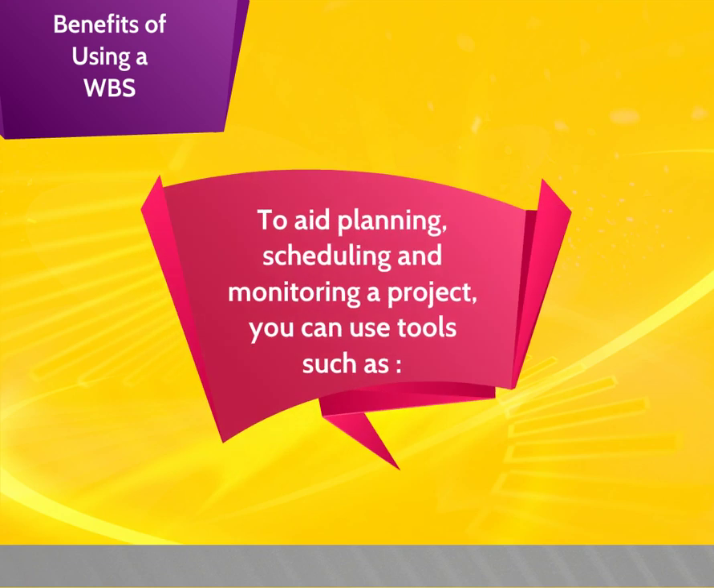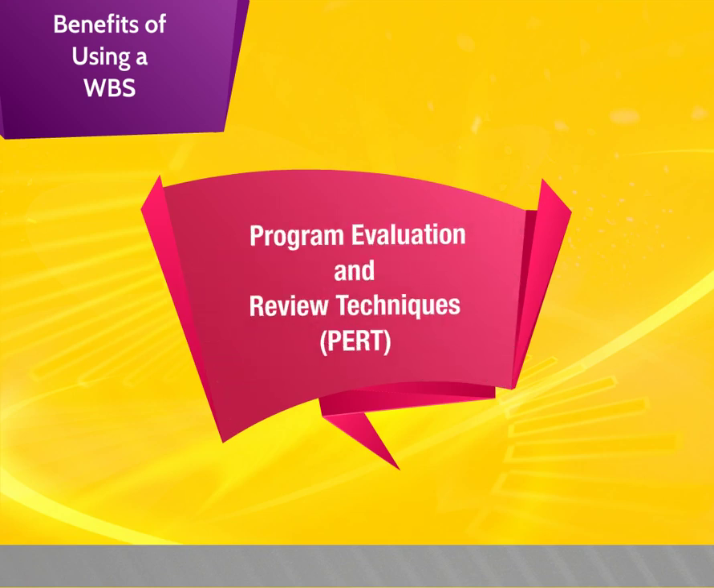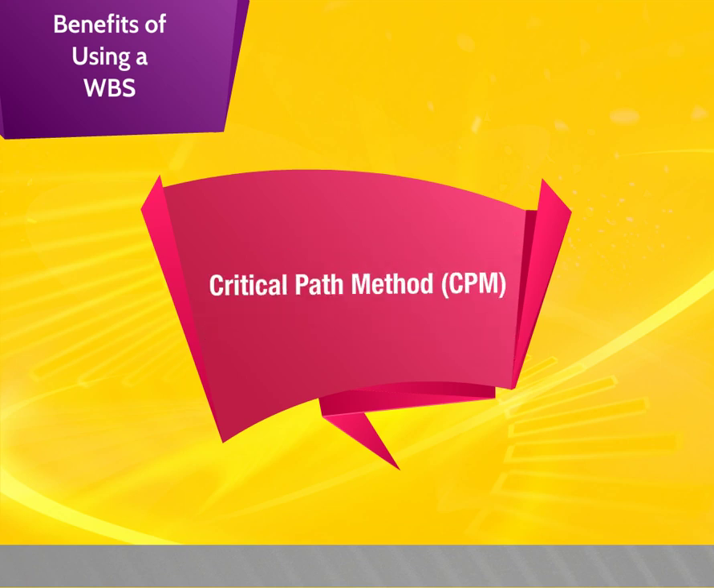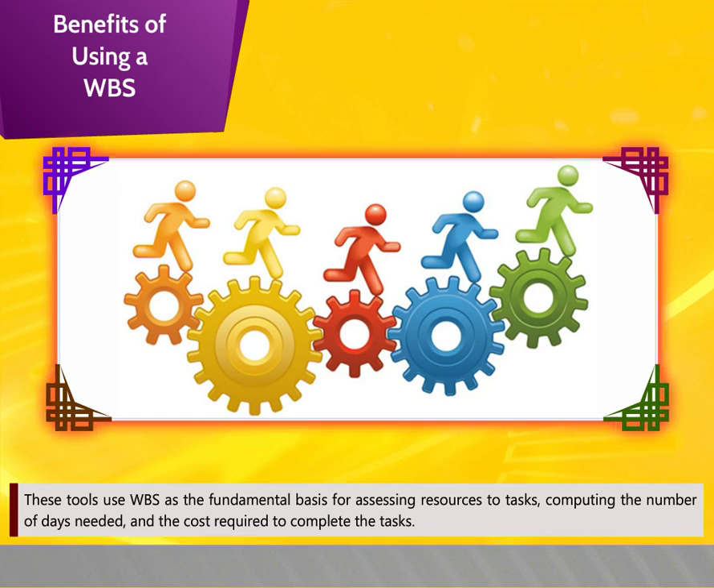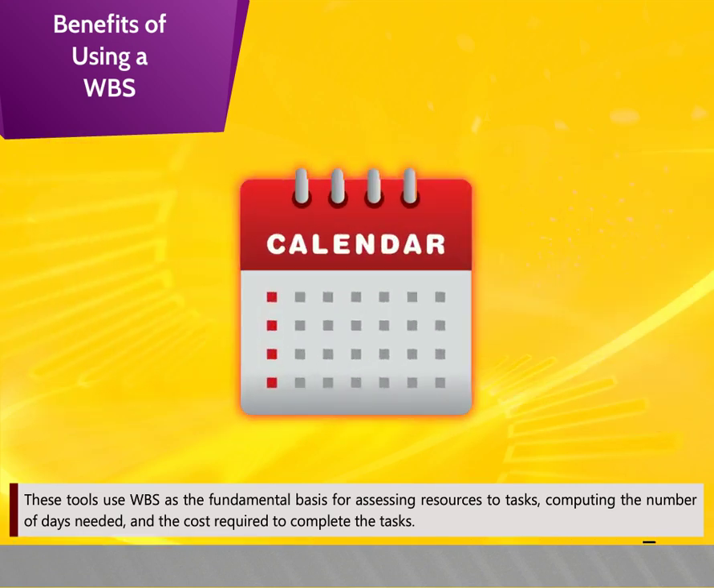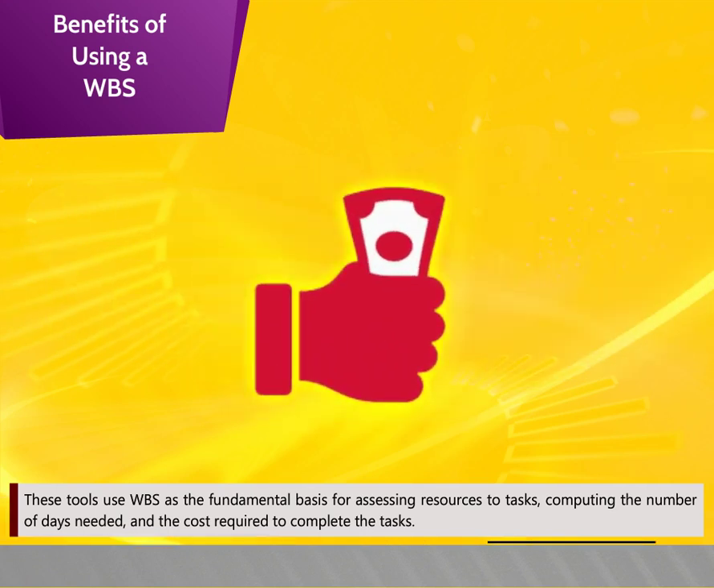To aid planning, scheduling, and monitoring a project, you can use tools such as program evaluation and review techniques, that is PERT, critical path method, that is CPM, timeline charts, Gantt charts. These tools use WBS as the fundamental basis for assessing resources to tasks, computing the number of days needed, and the cost required to complete the task.